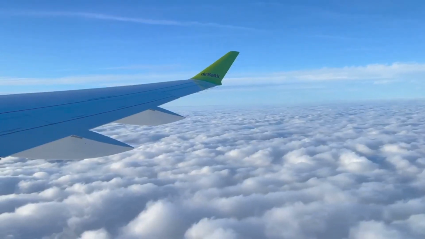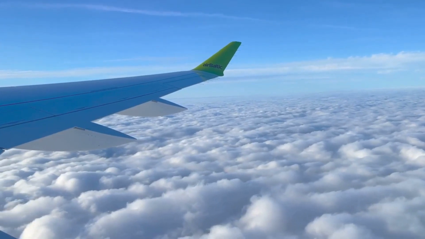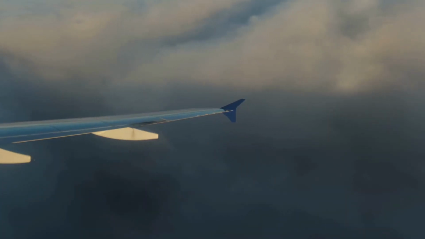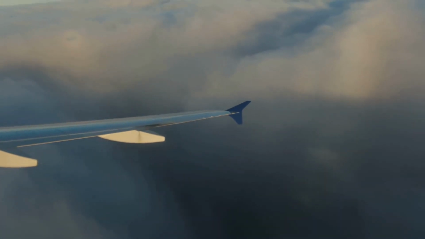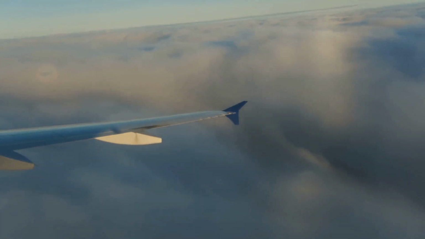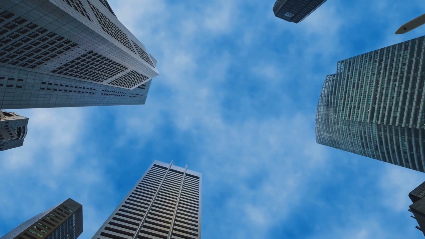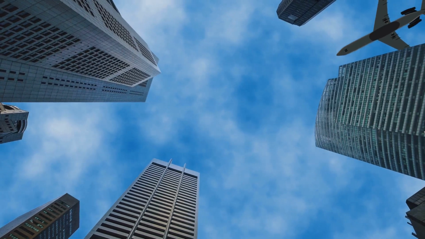The airfoil is designed in such a way that it increases the speed of the air above it and slows down the air below. This difference in speed creates a pressure differential, with lower pressure above the wing and higher pressure beneath it. This principle, known as Bernoulli's principle, is what generates lift. So lift is what propels the airplane upwards, but what keeps it moving forward?